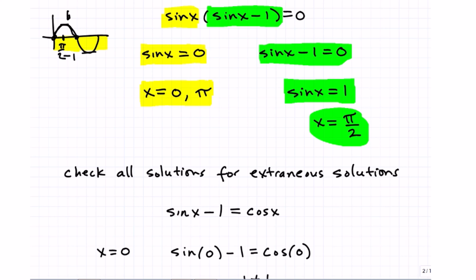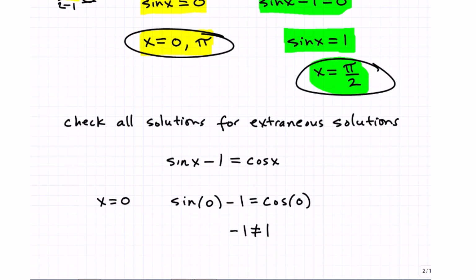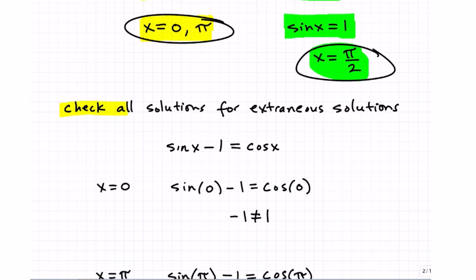But we're not done yet, right? So where are we at? Well, we got these solutions, but what are these solutions? These are possible solutions, because one or more or all of these can be extraneous solutions. We don't know until we check all these solutions in the original equation. Remember, our original equation was sine x minus 1 equals cosine x. So we're going to have to plug in 0, pi, and pi over 2 for x and see if the left-hand side will equal the right-hand side.